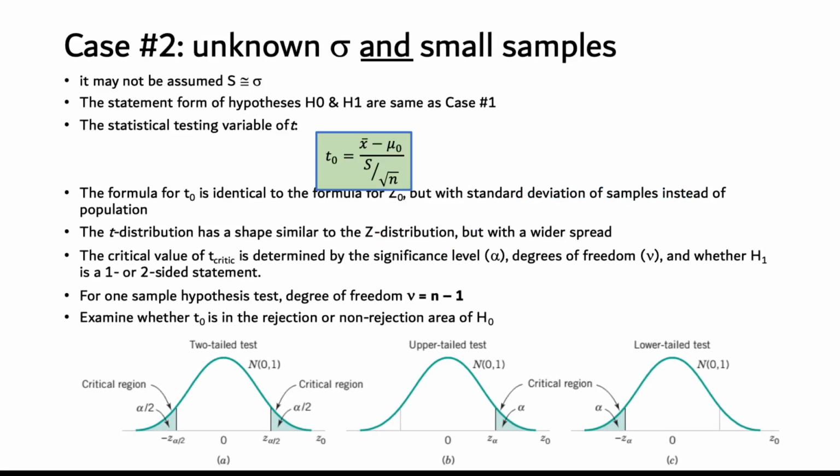In case 2, we consider making inferences about the mean of a single population when we don't know the value of sigma and the sample is small. The step-by-step calculation is similar with the previous case 1, but for case 2, we use the t value and the t table instead of the z table.